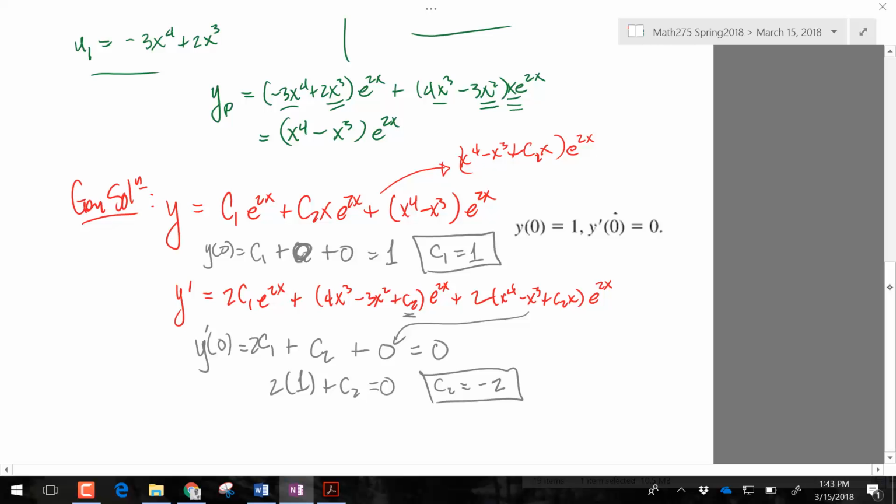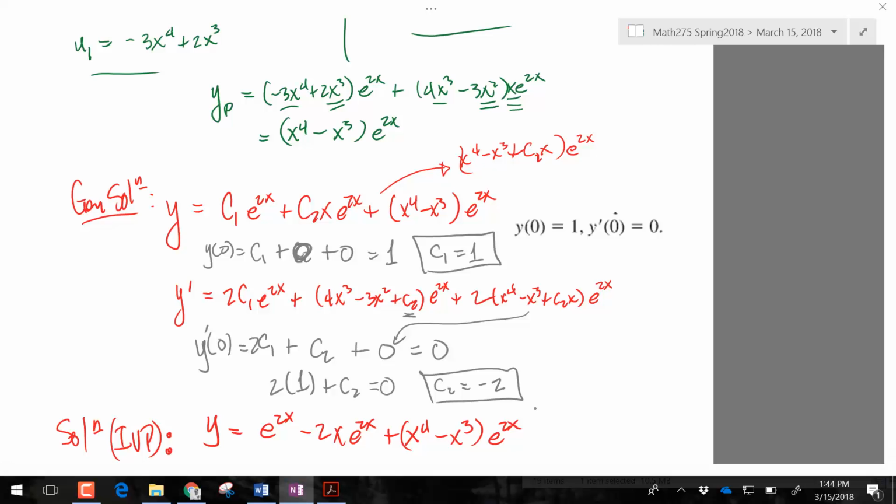So there we have it. We have our solution. So our solution to the IVP, oops, a little bit off the page here. So c1 was 1, e to the 2x, and c2 was -2 plus x to the 4th minus x cubed e to the 2x. All right. So that's it. Any questions?